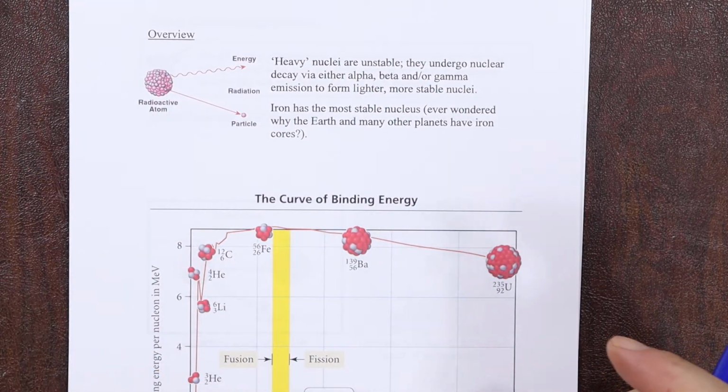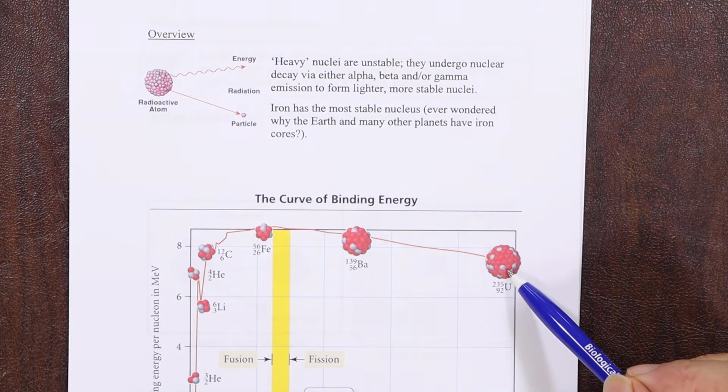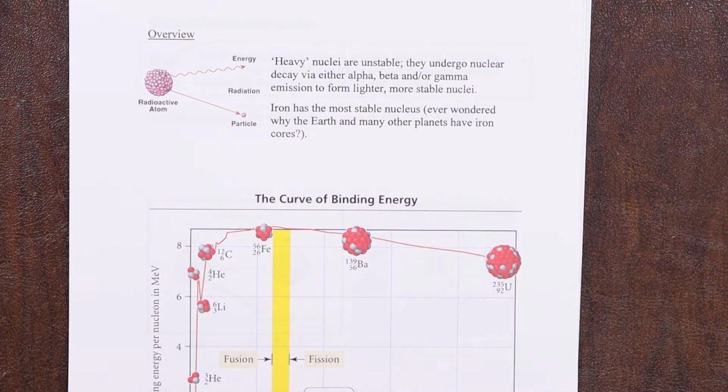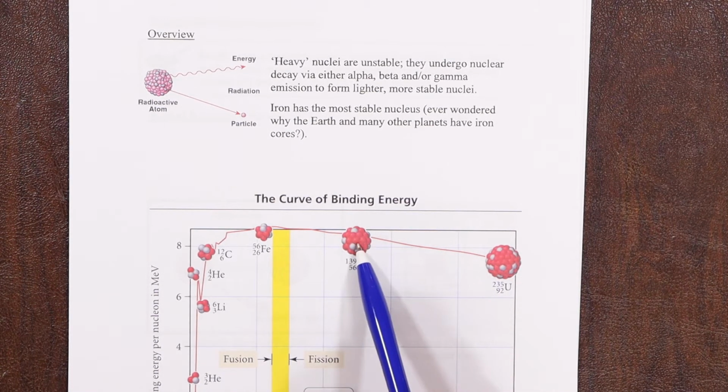We're probably familiar with the most common form of radiation, which is nuclear decay. Something like uranium will decay over time and emit particles: alpha particles, beta particles, gamma particles, or rays. So the big question is, why are heavy nuclei falling apart?